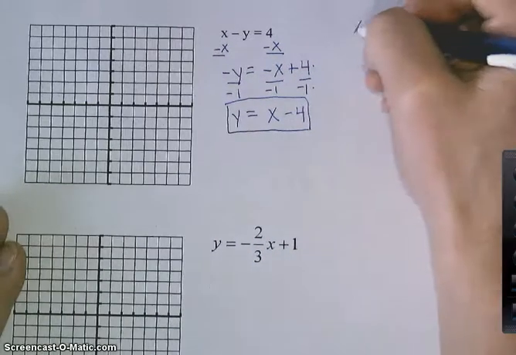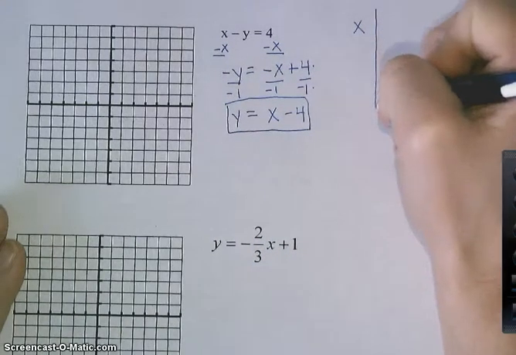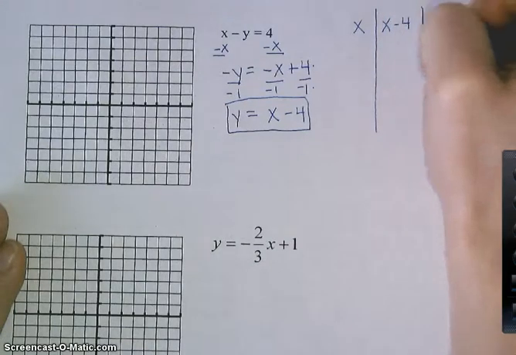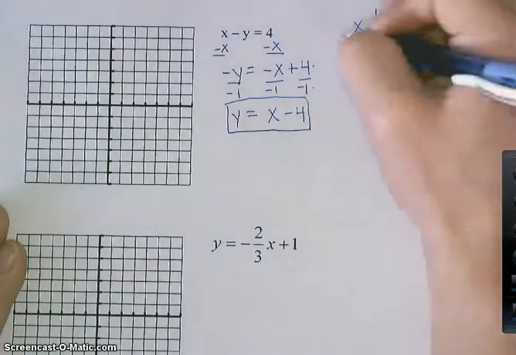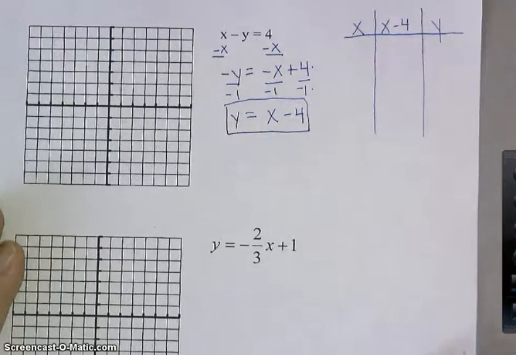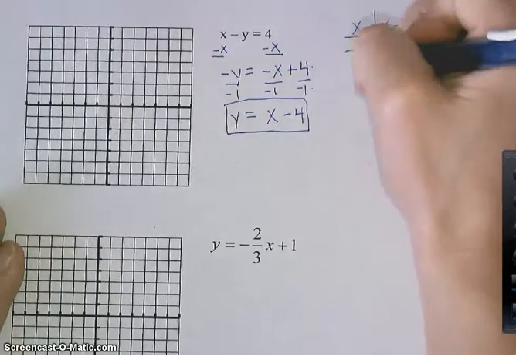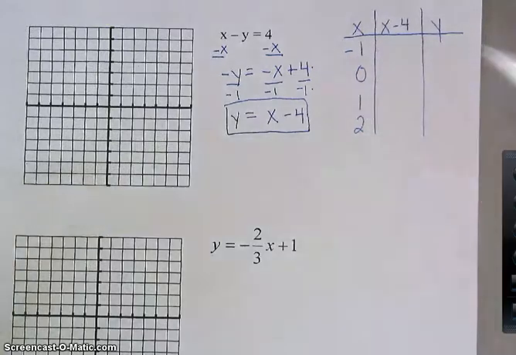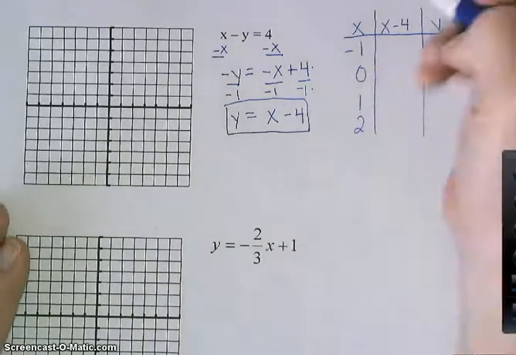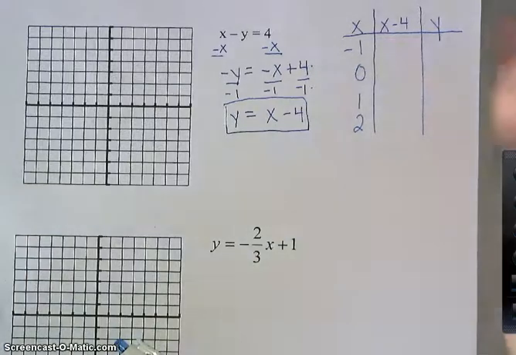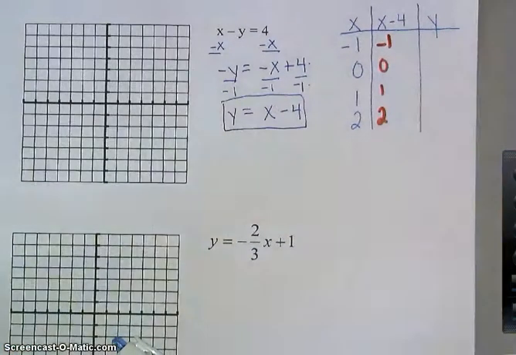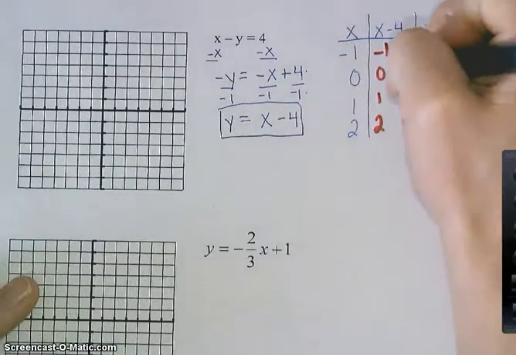So I'm going to make my table, and I have my x minus 4, and I have my y. Okay, so now I'm going to pick my same typical values. I like to have some on the negatives and some on the positive. It gets a nice well-rounded graph. So when I have my negative 1, I'm going to plug in all those values, negative 1, 0, 1, and 2. And then I just have to subtract 4 from all of them.